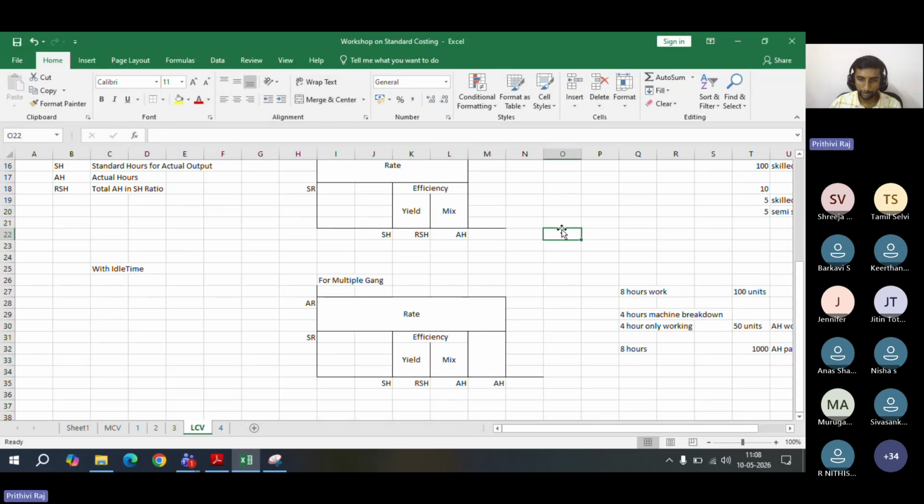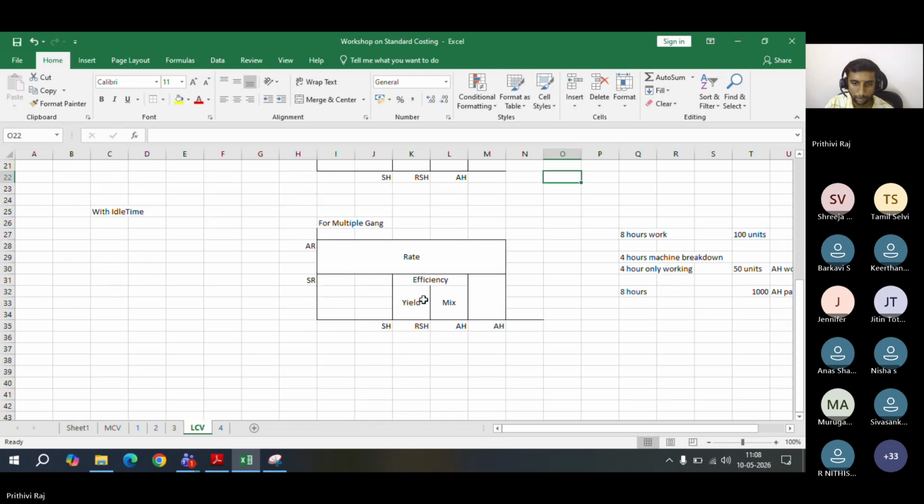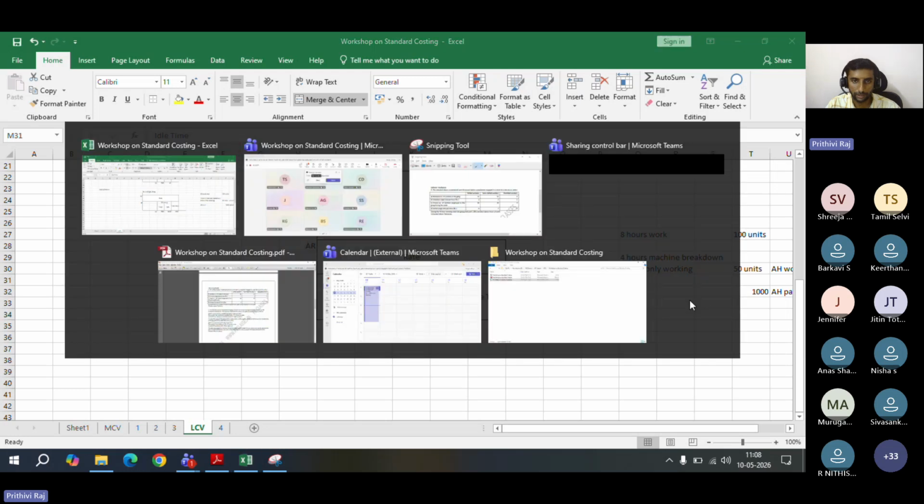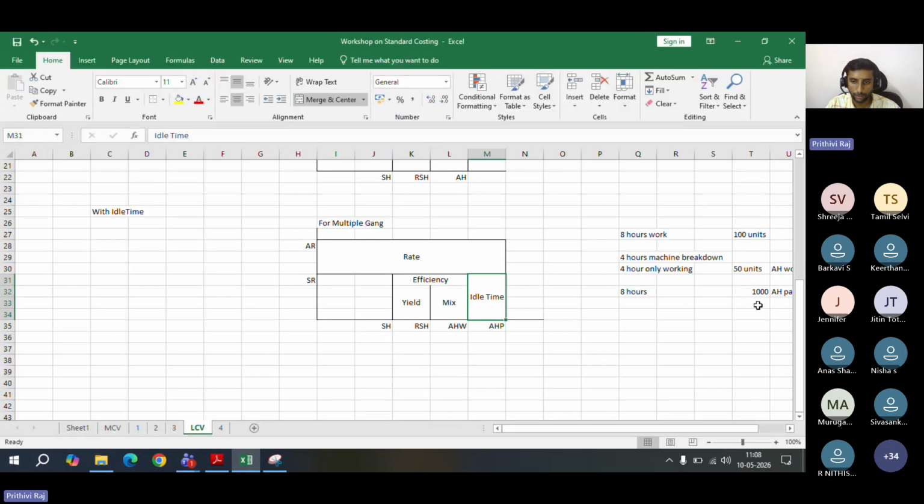Okay. Now the same graph only: SR into SH, SR into RSH, SR into AH, which we saw above. But here I am adding another column for idle time. This is called AHP, and this is AHW. So I'm splitting the actual hours into actual hours worked and actual hours paid. The difference between actual hours worked and actual hours paid is the idle time, linking to the example I said.